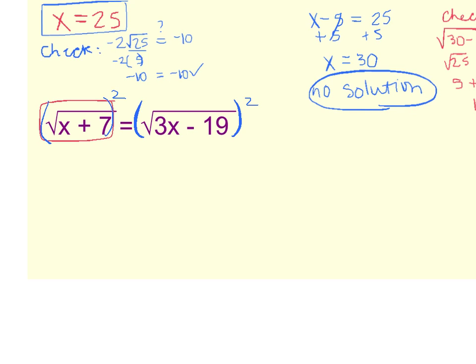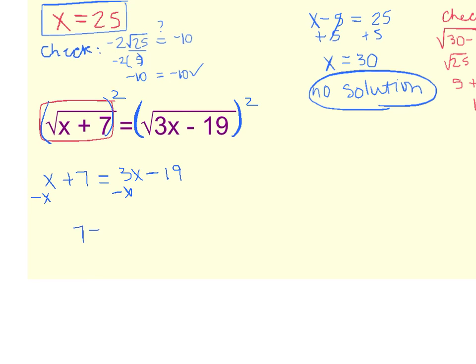So on the left, the square cancels the square root, and you're left with x plus 7. On the right, we weren't necessarily trying to do this, but we are squaring a square root, so it gets rid of that square root at the same time. It's kind of two birds with one stone. So then what we're going to do, just keep solving. Let's get our x's together. We can subtract x from both sides.